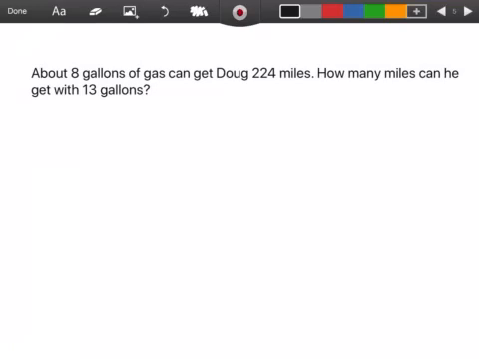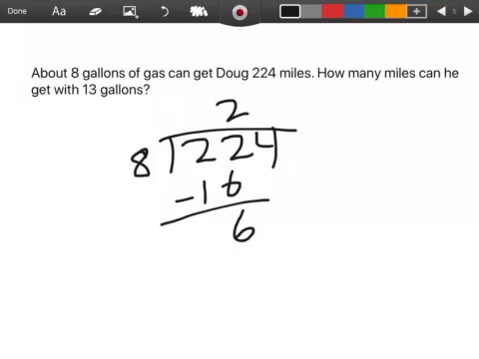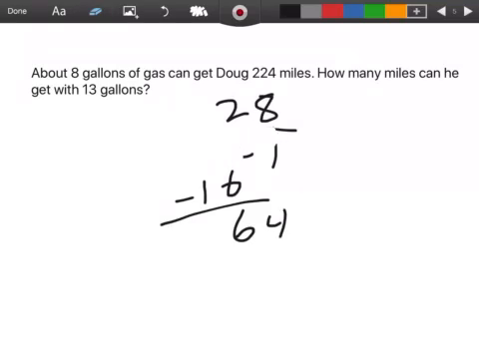Our next equation reads, about 8 gallons of gas can get you 224 miles. How many miles can you get with 13 gallons of gas? So first we need to figure out the mileage, MPG, miles per gallon. A simple way to do it is just divide. So you get around 28 mpg, miles per gallon.